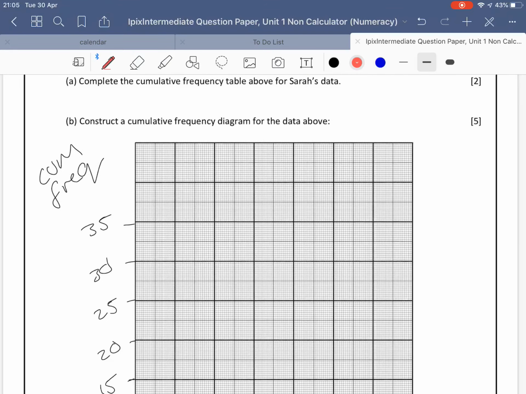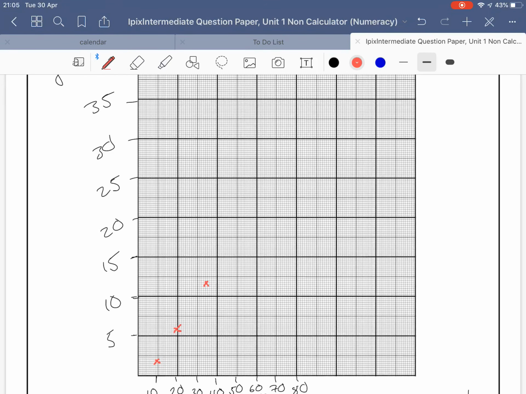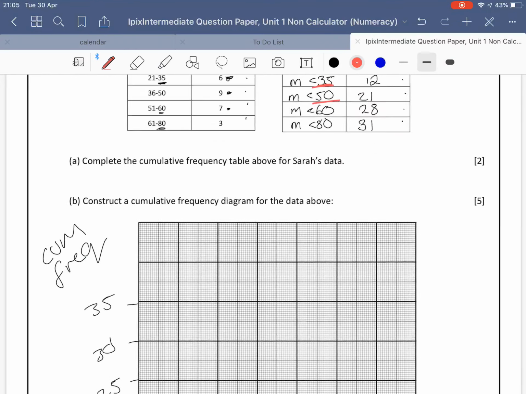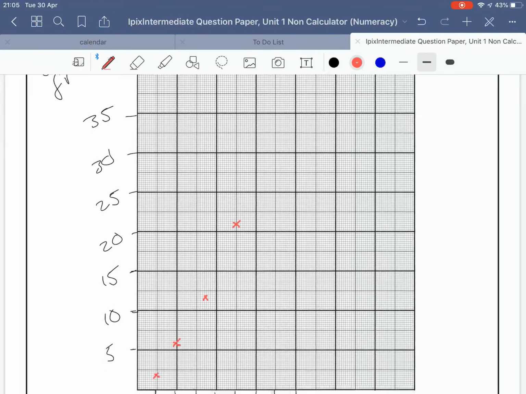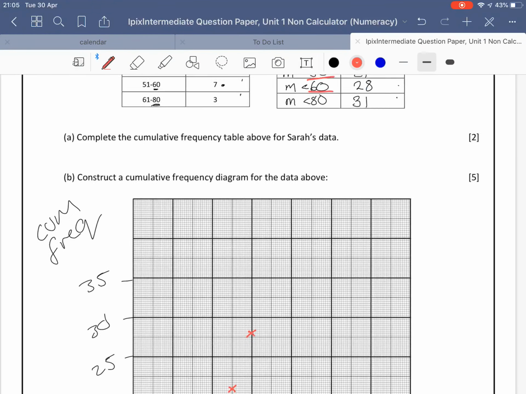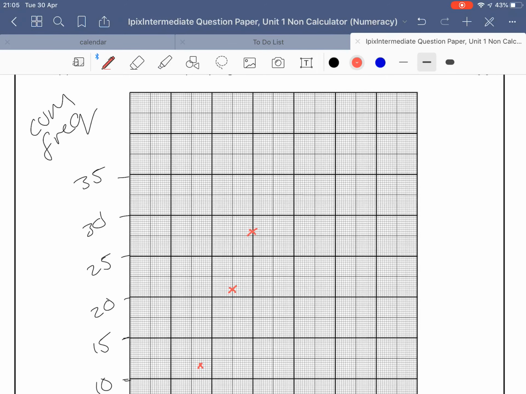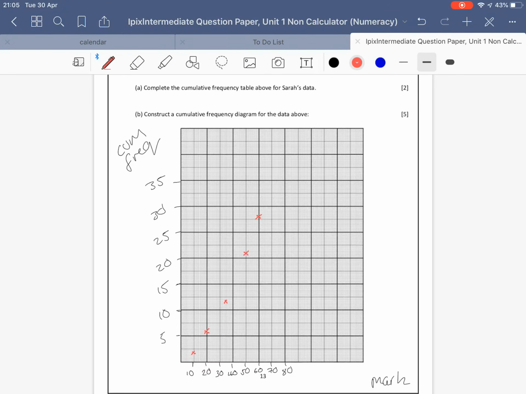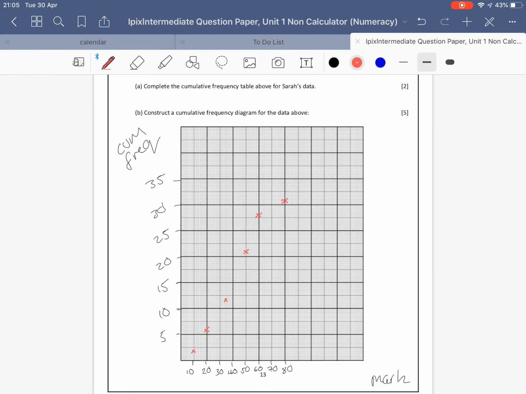50 then is 21. So going across 50, up 21 is about there. Mine are not very accurate at all. Then at 60 is 28, so about there. And then 80 is 31, which is about there.